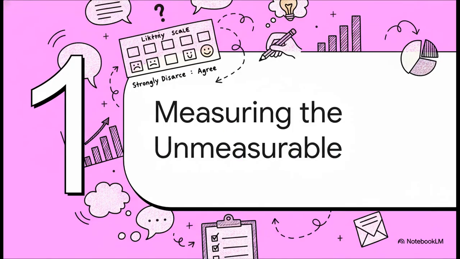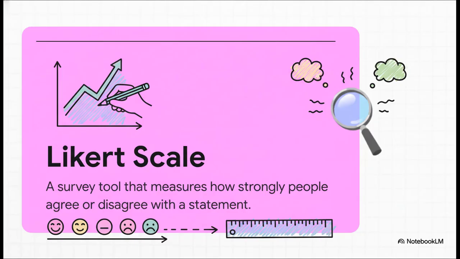Well, it turns out there's this really elegant solution for tackling that exact problem, measuring the unmeasurable. And trust me, it's a tool you see all the time, even if you had no idea what it was called. So let's give this thing a name. It's called the Likert Scale. And its genius is that it does one thing just incredibly well. It takes all our messy, subjective feelings and turns them into clean, objective data that we can actually work with.